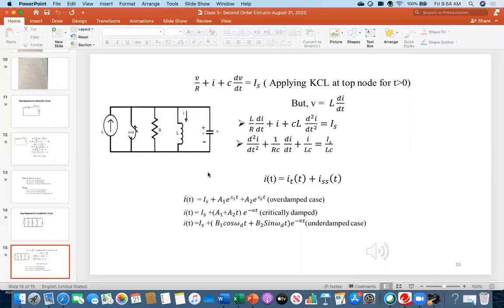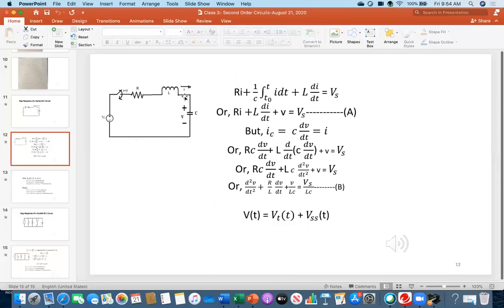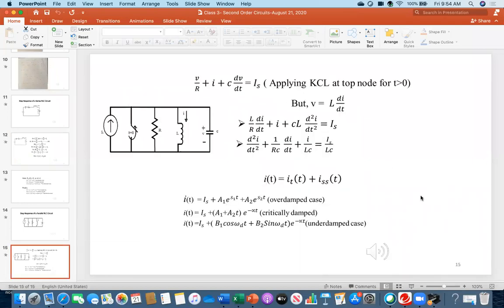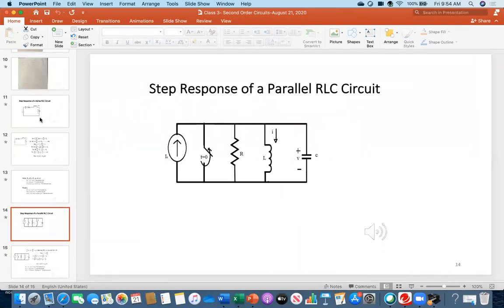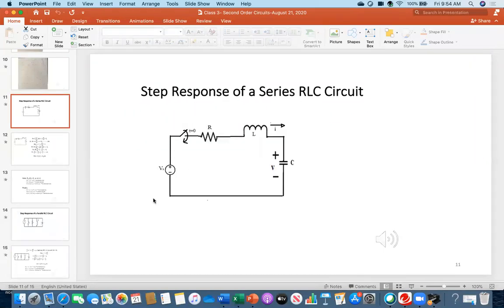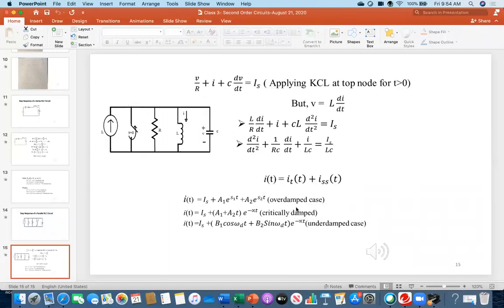So when you are asked to find the current, follow exactly this process that we have learned and then calculate the final value. In the previous case, find the final voltage across the capacitor; that will be Vss. That's all. I did not set up a problem, so we don't have much time today. But in the homework, you might see a problem based on the step response of a parallel circuit or the step response of a series circuit. So you will all be utilizing these concepts.